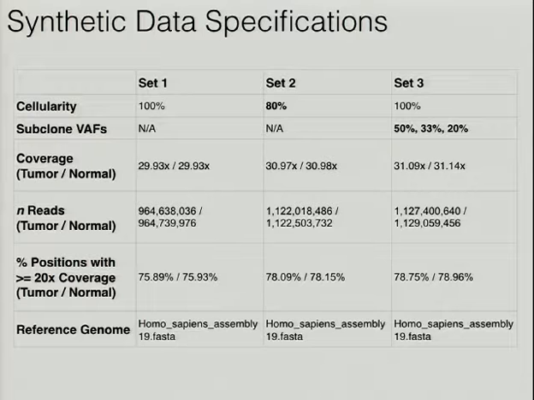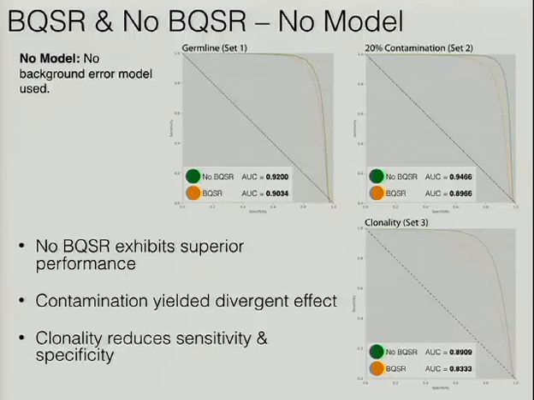This data was whole genome sequencing, and the coverage was about 30x. And the percent of positions with a coverage greater than 20x was roughly between 76 and 79%. In total, each data set had between 900 million to 1.1 billion reads, and these were all aligned to the HG19 reference genome. So what were the results?